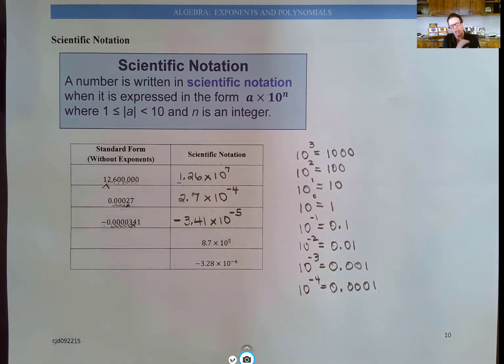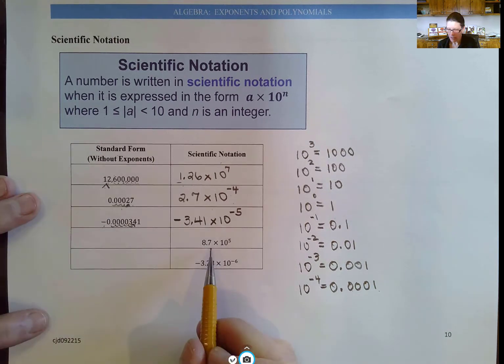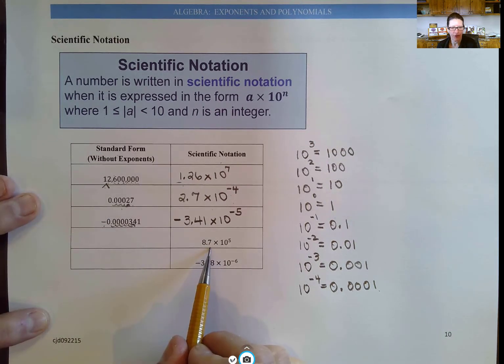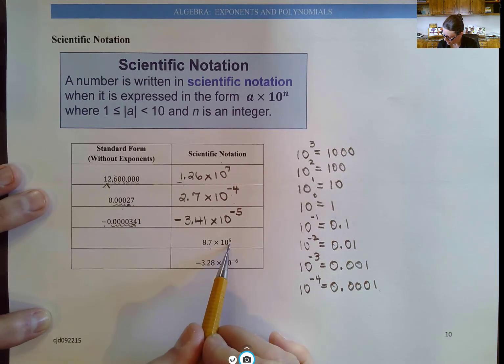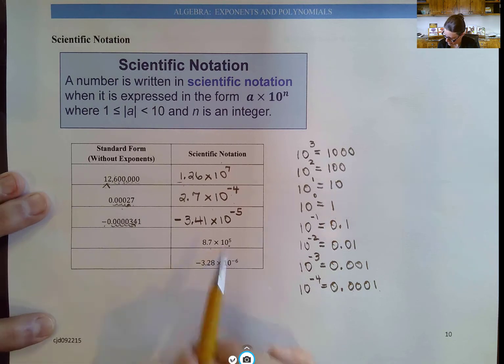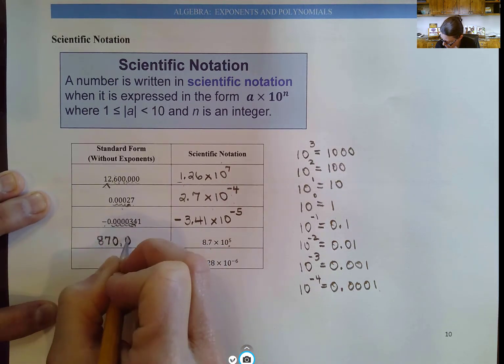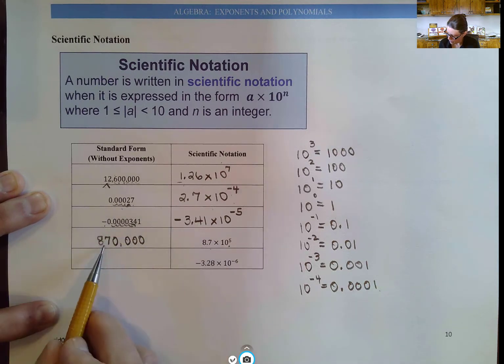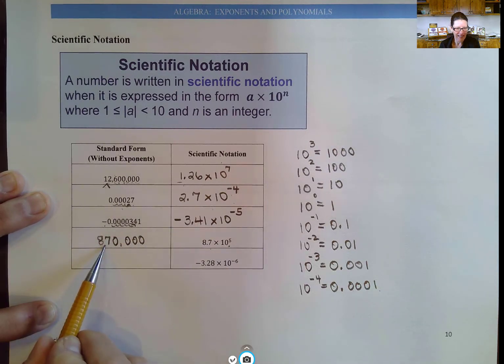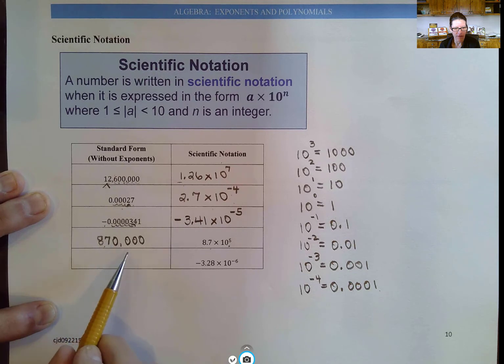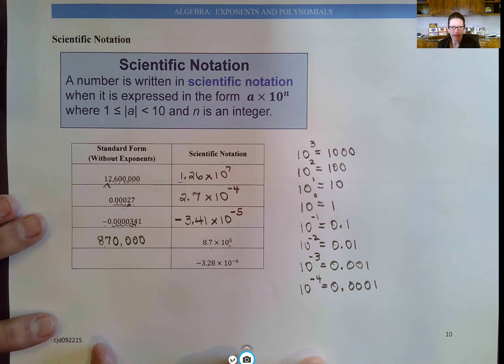And now let's try this process in reverse. If we look at a number in scientific notation form, 8.7 times 10 to the 5th, this is going to be a large number. We're going to move that decimal point 5 places to the right. Our decimal point was here between the 8 and the 7, and as we move that 5 places to the right, in standard form we have 870,000.